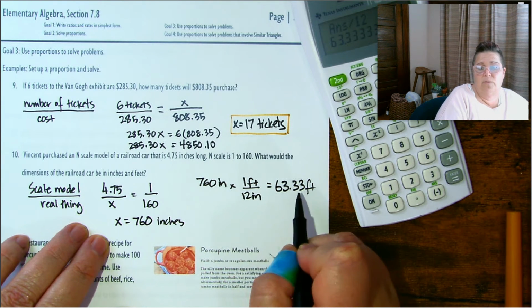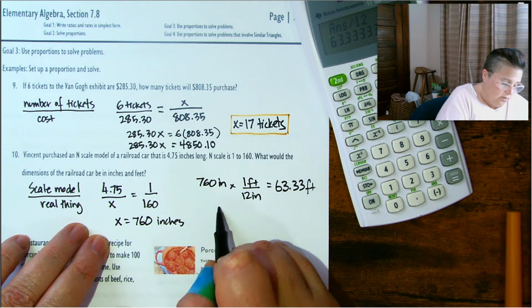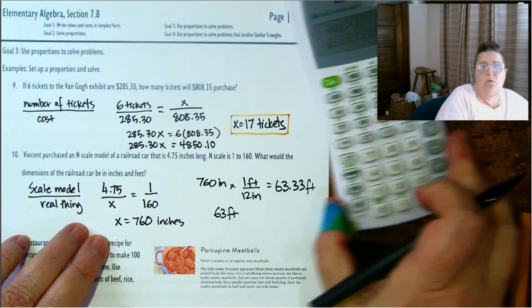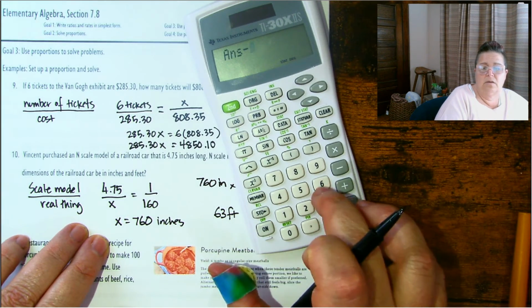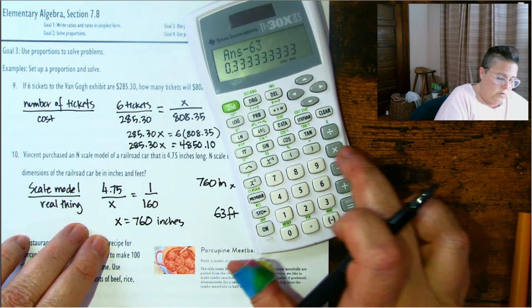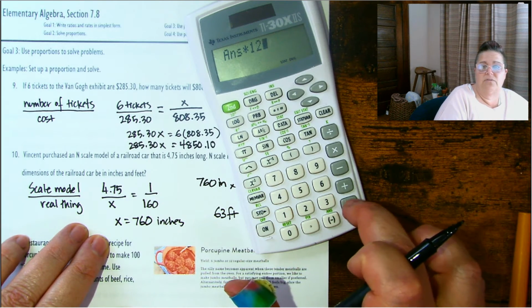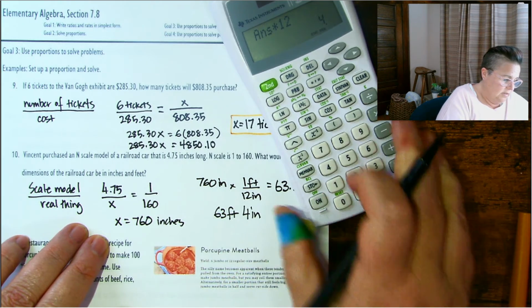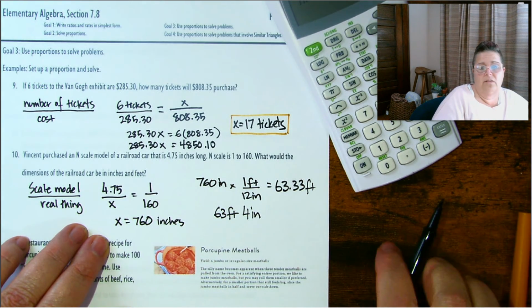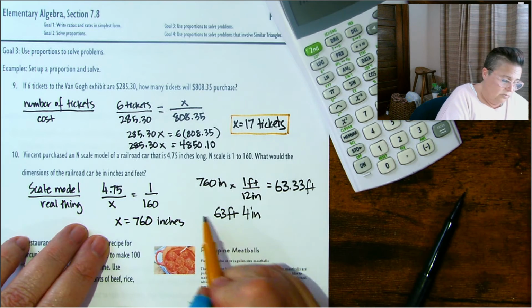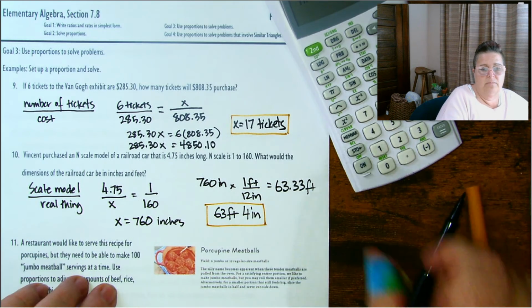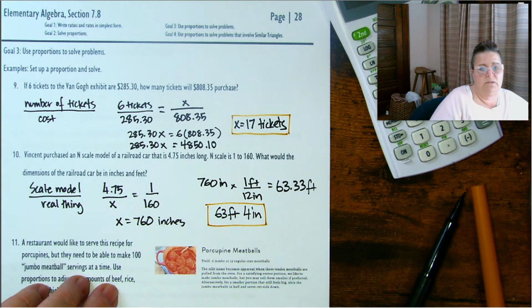Now, since there are 12 inches in a foot, I know there are a whole 63 feet. And then I need to take that 0.33 and multiply it by the 12 inches in a foot. So 63 feet, 4 inches. The length of the railroad car would be 63 feet, 4 inches. That's a long railroad car. That's okay. 21 yards, that's all right. Okay.